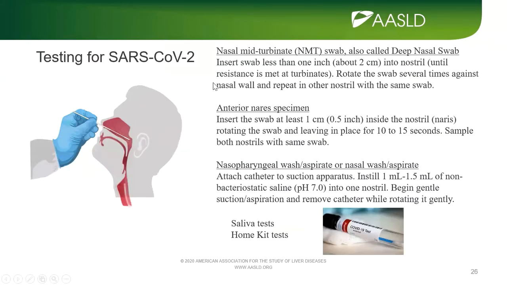And these are some of the methods that we use to test for viral PCR. We could use a nasal mid-turbinate swab, deep nasal swab, or nasopharyngeal aspirate test. These tests tend to be uncomfortable, and a little bit more recently, the anterior nares specimen has been instituted. These take personnel and some discomfort to the patient to institute. The saliva and some home kit tests may be a little bit more practical to institute, depending on their test performance.